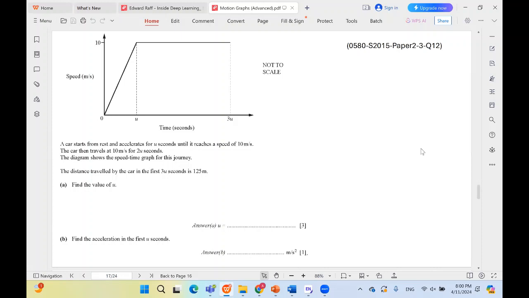So the distance traveled in the first 3u seconds is 125 meters. And this is represented on the graph as the area under the graph. So this area here gives us the distance. So how can we get this area? This is a trapezium. So we can write the rule for a trapezium. Half times B1 plus B2 multiplied by height.